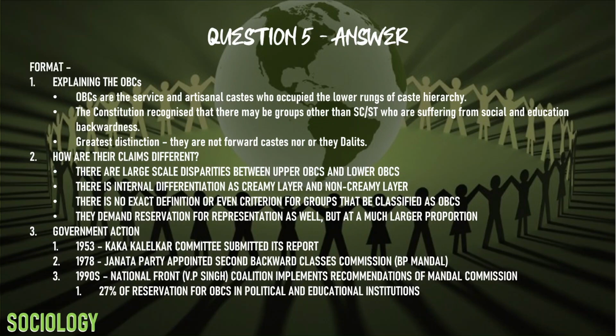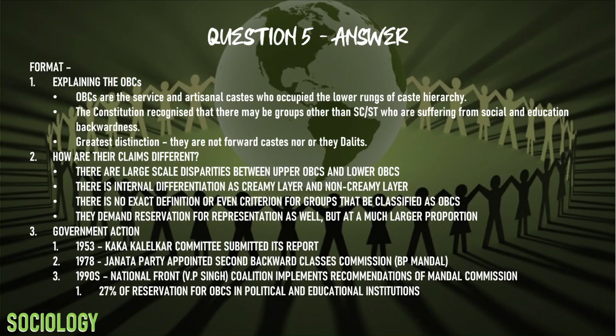So in 1953, the first Backward Classes Commission was established, also known as the Kaka Kalelkar Committee, and it submitted its report. But the government didn't actually implement the report and the recommendations of this committee. And you can also add a point about how, in the period from 1953, so Nehru to Indira Gandhi, there was increasing loss of support of the Congress from the OBCs, other backward classes, especially in North India. The Congress was losing its vote bank and basis of support from these groups.